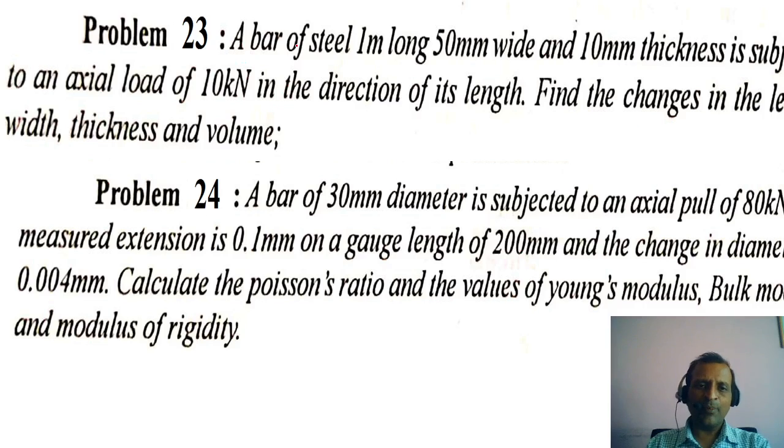So I'll tell you: a bar of steel 1 meter long, 50 mm wide, 10 mm thickness, right? It is subjected to an axial load of 10 kilonewton in the direction of its length. Find the changes in the length, width, thickness and volume. So practice this. Then next problem: a bar of 30 mm diameter is subjected to an axial pull of 80 kilonewton. The measured extension is 0.1 mm on a gauge length of 200 mm and change in diameter is 0.004 mm. Calculate the Poisson's ratio and the values of Young's modulus, bulk modulus and modulus of rigidity.